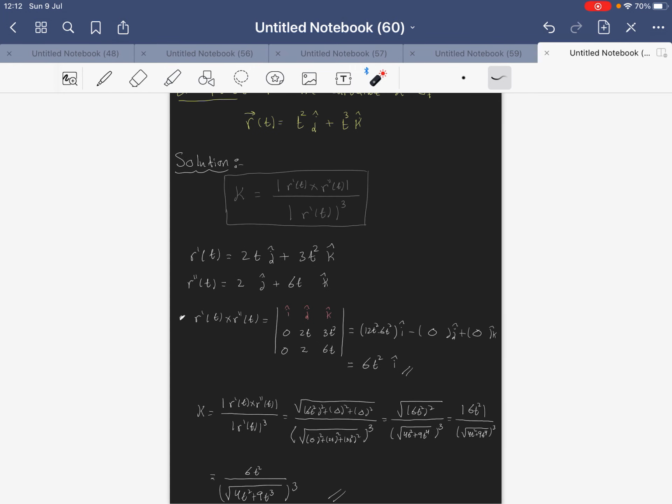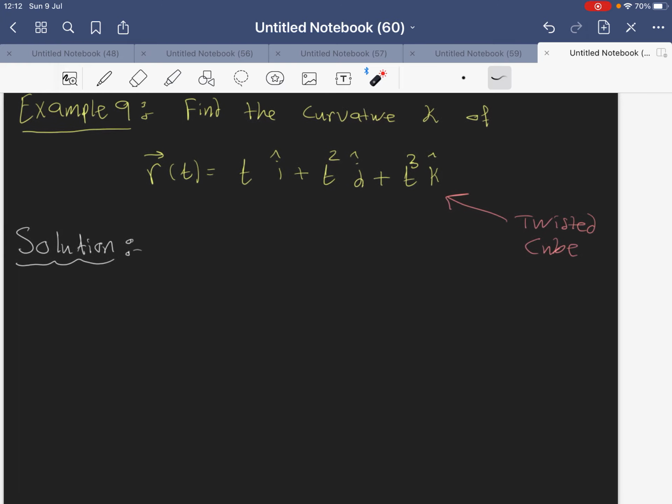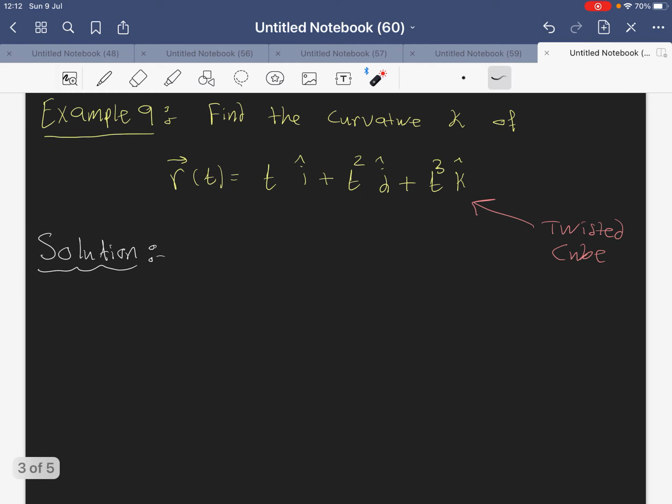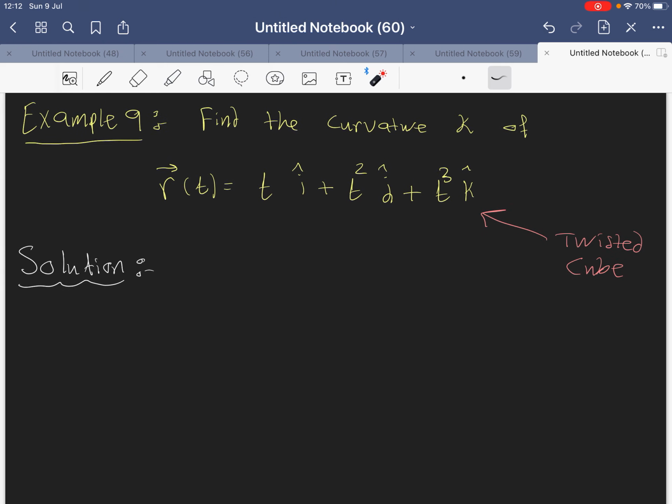We go to the next example and we will do exactly the same procedure one more time. If you look at example number 9, of course, I would prefer you pause the video and try to do it yourself. This curve is one of the familiar curves. We call it the twisted cube. We have seen this curve before, and it's given by t, t squared, and t cubed as the components. So we'll do the same idea one more time.